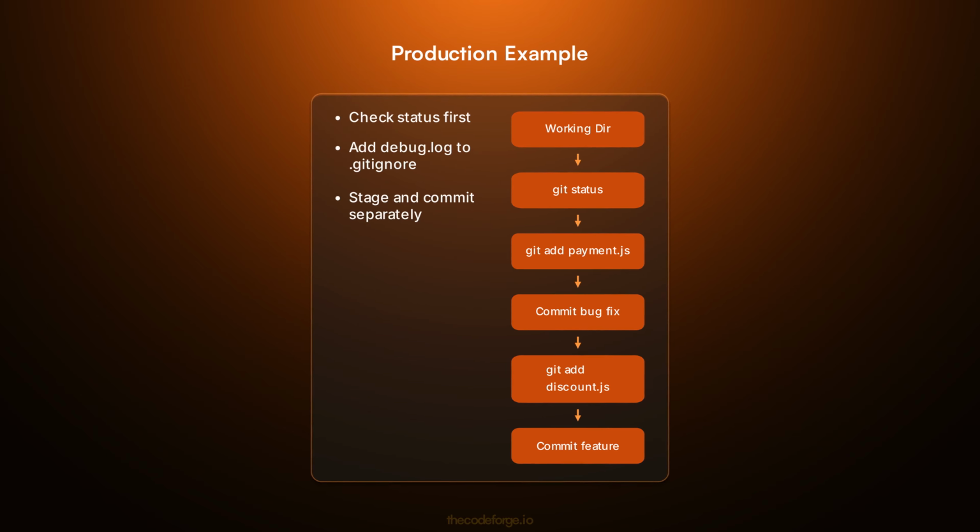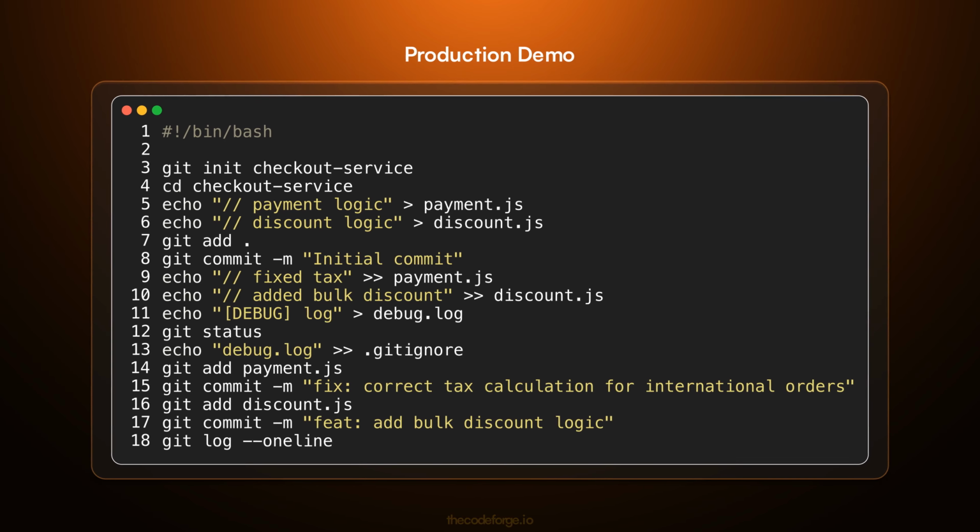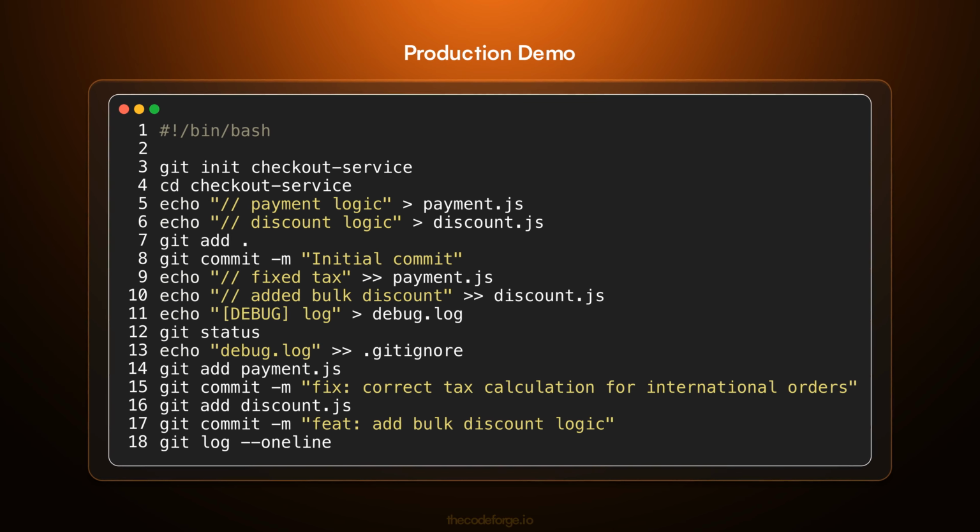You fix a bug in payment.js, add a feature in discount.js, and create a debug.log. Handle it like a pro. This creates 2 clean, focused commits. If something goes wrong, you can revert one without affecting the other. This is the same issue we highlighted at the start.